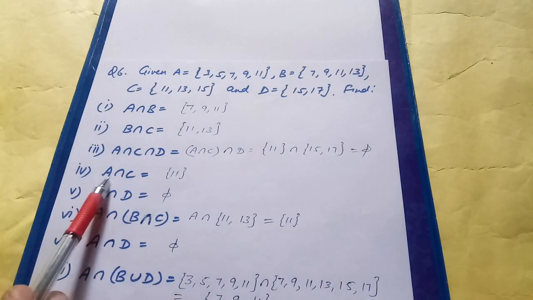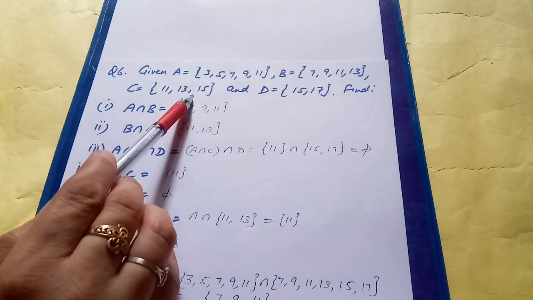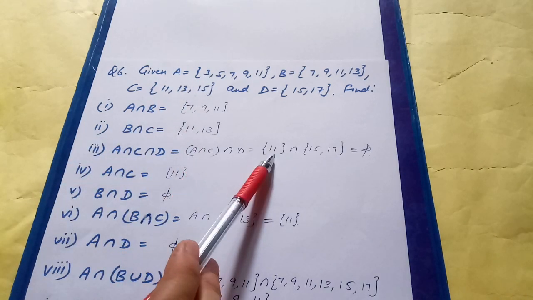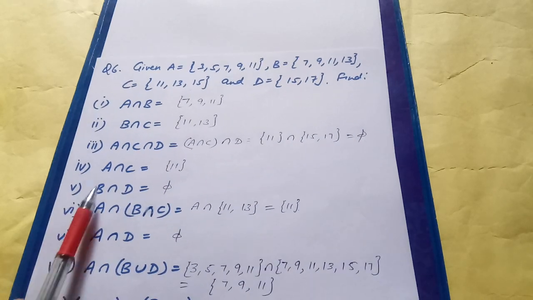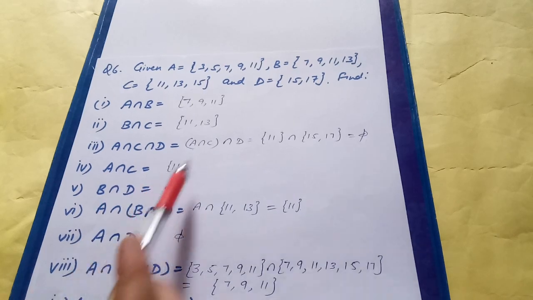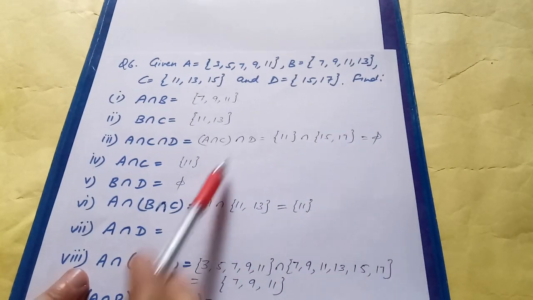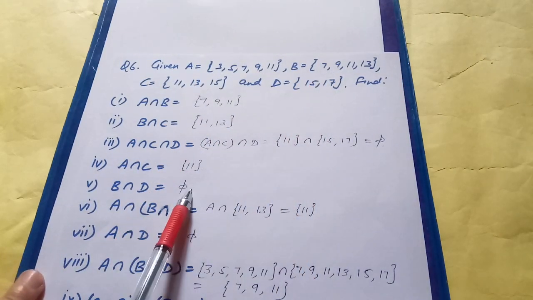In next part fourth, it is A intersection C. Now take the common element of A and C. Common element of A and C we have already written in third part also, that is only 11. So we can write here 11. In fifth part, B intersection D. Now take the common elements of B and D, that is only ϕ because there is no common element. So we can write it as ϕ.